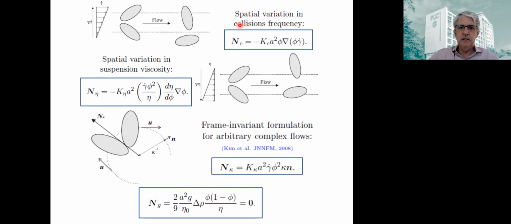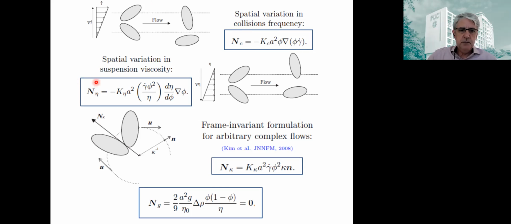One is associated with the gradient of frequency of collision of particles. Particles will move from regions of high collision frequency to regions of low collision frequency. And these collision frequencies are directly associated with the local shear rate. So particles will migrate from regions of high shear rate to regions of low shear rate. That's why in the example I showed you in the beginning, you had particles concentrated in the middle between the two parallel plates and a lower particle concentration near the walls.